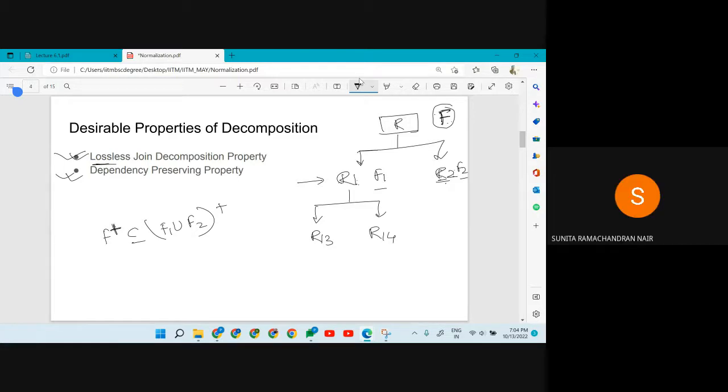Could you explain the F plus with an example? Is that possible, sir? Yes, yes.